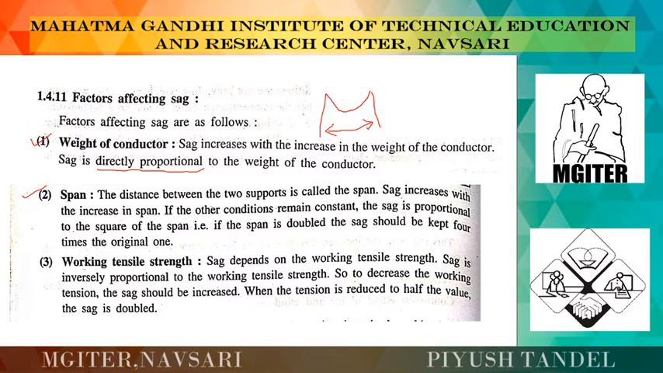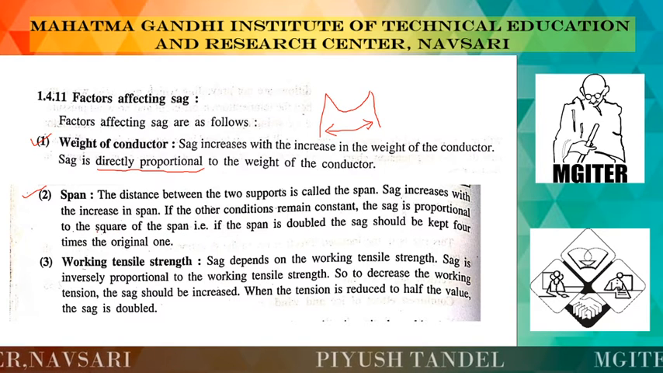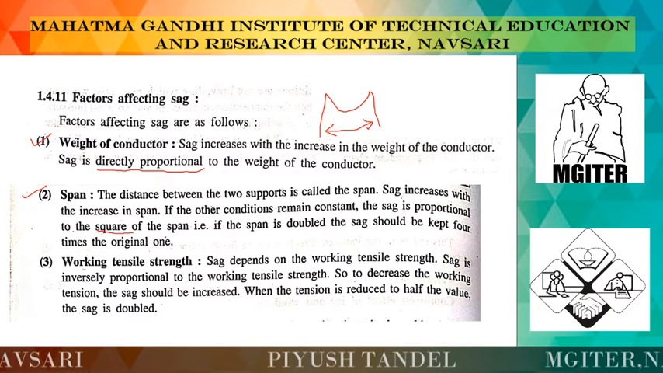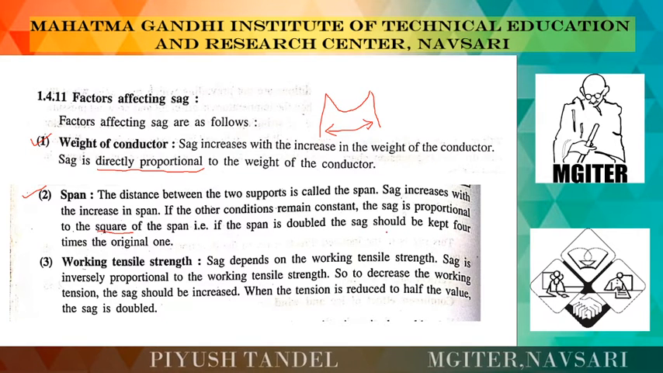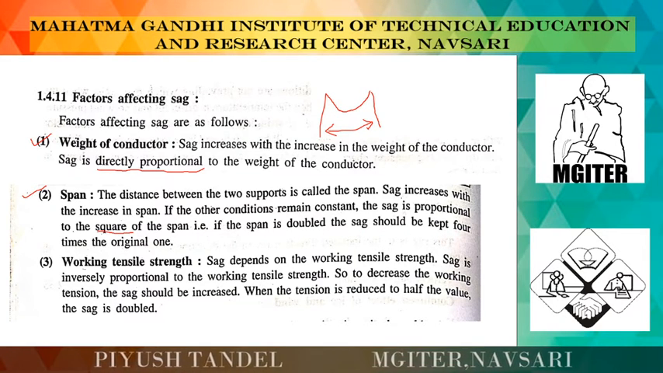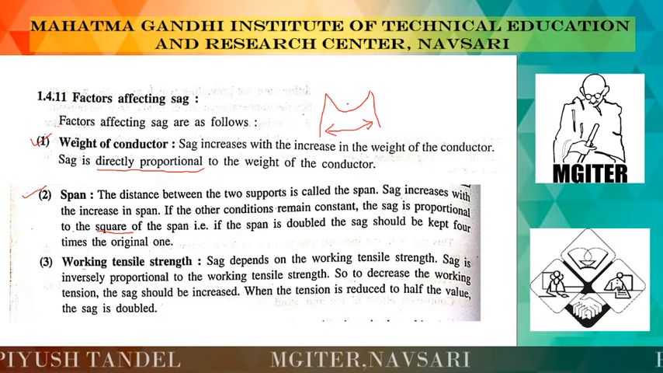Okay. The sag is proportional to the square of that span. That is, if the span is doubled, the sag is going to be 4 times the original one. So if we are going to double this distance, then sag is going to be 4 times its original value.